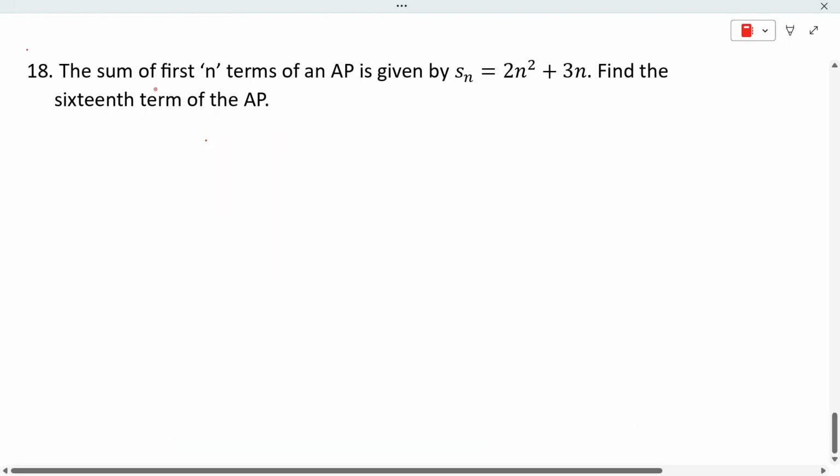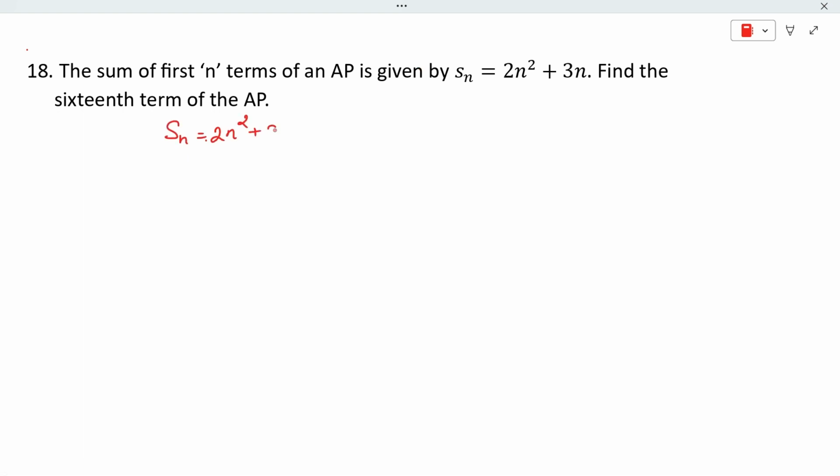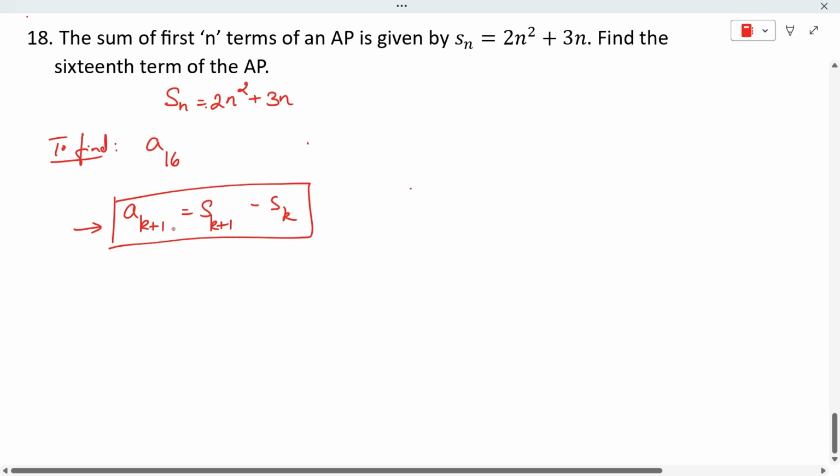Question number 18. The sum of first n terms of an AP is given by the relation Sn is equal to 2n square plus 3n. The 16th term is the one which I am going to find out. The 16th term of an AP is going to be A16. Don't misconceive it as S16. They are asking what is the 16th term of the AP. So in order to find it, I have the relation: the (k plus 1)th term of an AP is equal to the sum of (k plus 1) terms minus the sum of k terms. So remember this relation. From the relation, we are going to find the 16th term of the AP.